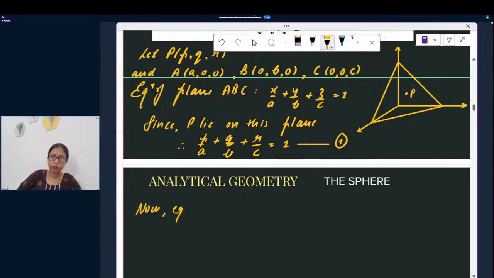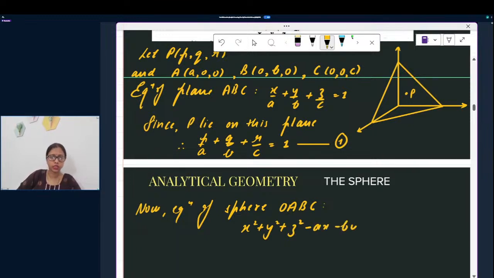Equation of sphere. You want to find out, you can, right? I'll directly use, as I said, whenever there are many questions in which the equation of sphere OABC is required, so it's better that you memorize this. What was it? It was x square plus y square plus z square minus ax minus by minus cz is equal to 0, where a, b, c are the intercepts.